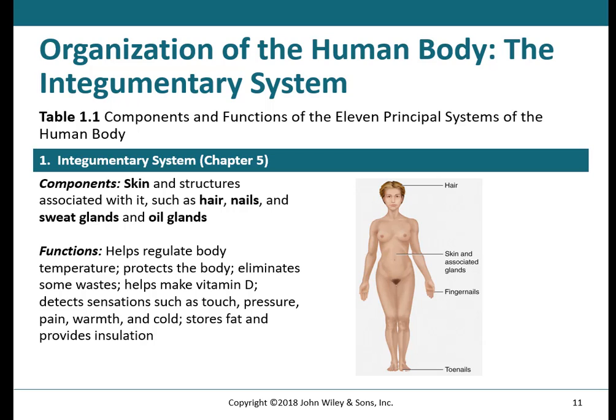You need your skin, the melanin in your skin, to make vitamin D, and you also have a lot of sensory receptors like touch, pressure, hot, cold, pain, and it helps provide insulation.